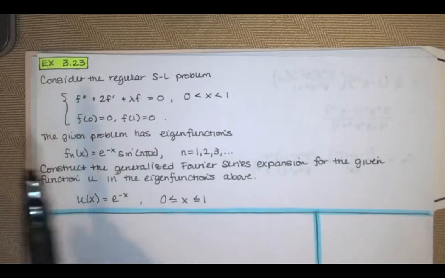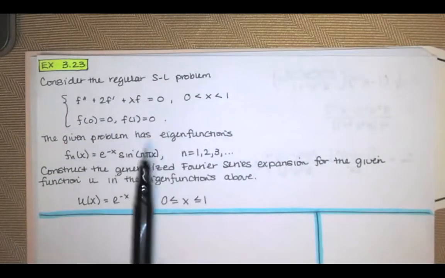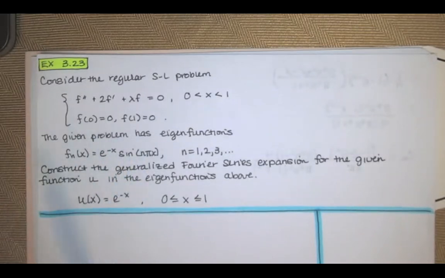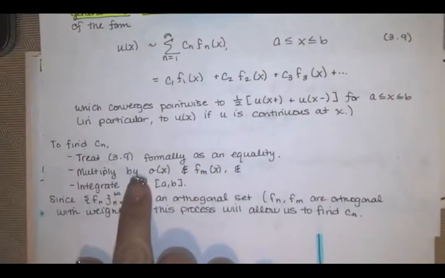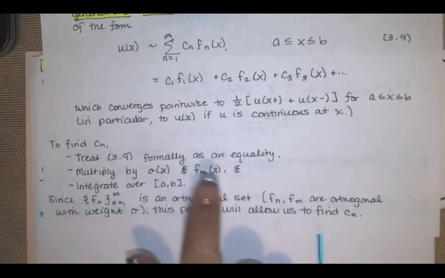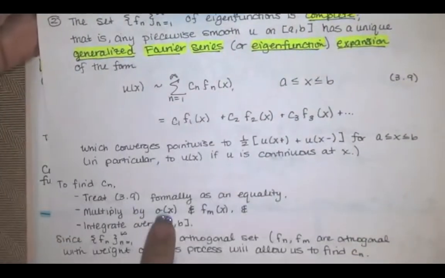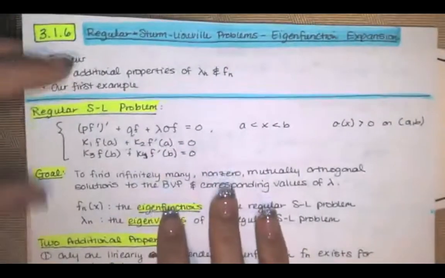Okay, so one of the first things that we have to do anytime we are given a regular Sturm-Liouville problem and its eigenfunctions, and then we're asked to expand a given function in terms of those eigenfunctions, is identify the weight. We talked about that just a moment ago. We have to multiply by this weight sigma of x, as well as f sub m of x. F sub m is easy to find, just replace the n with an m, but we have to find the weight that corresponds to the particular regular Sturm-Liouville problem.